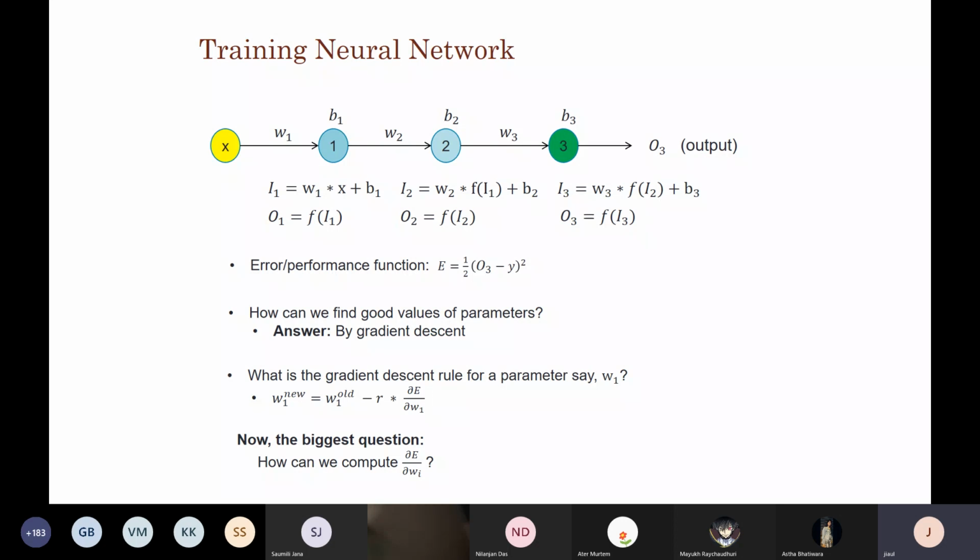If I know ∂E/∂W1, then I get my update rules, and I can update all my parameter values again and again. So the question is, how can I compute this quantity, ∂E/∂Wi? That is the purpose of backpropagation. The entire purpose of backpropagation is to compute this thing, ∂E/∂Wi, for all the parameters, all the weights and the biases.